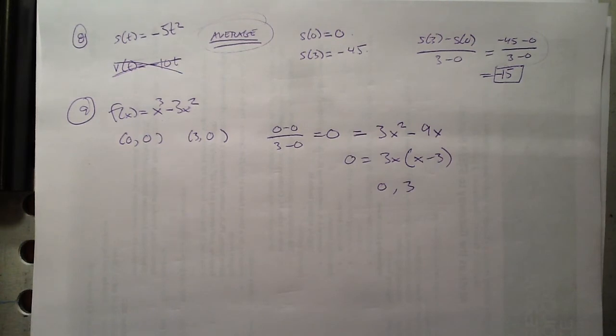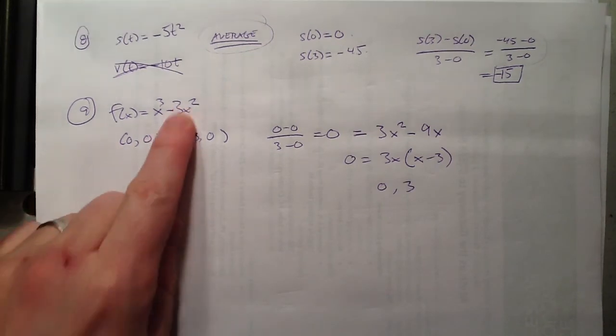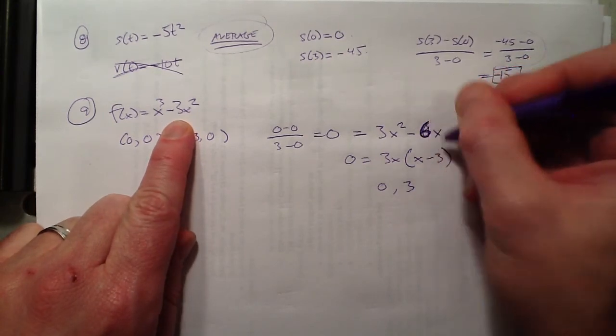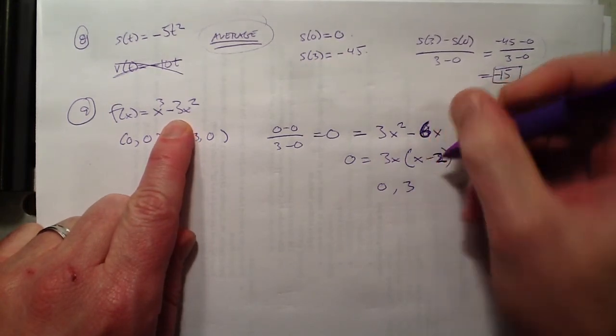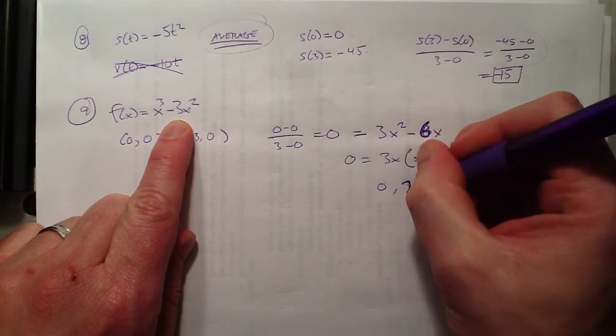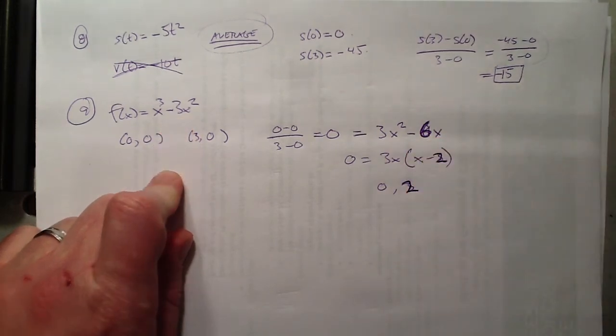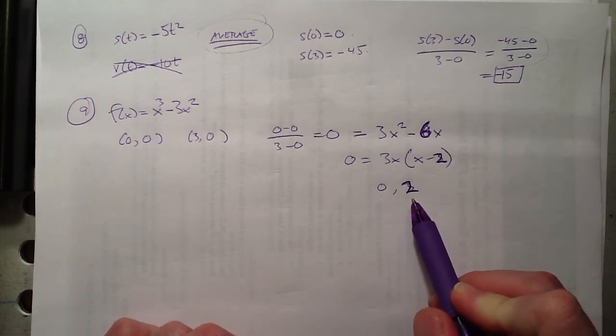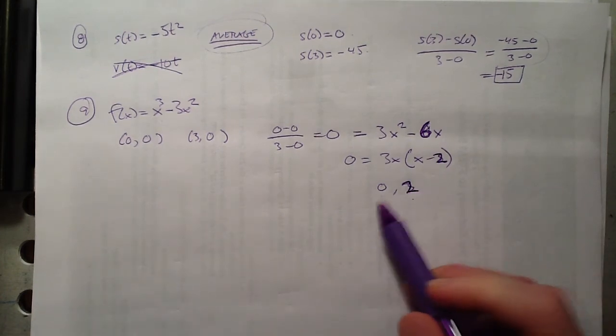No, I did something wrong. Hold on. 3 times 2. Ha ha ha. That's not 9. That's 6. Sorry. 0 and 2. Now that seems like 2 answers, although if you look at the answer choices, 0 and 2 is not a choice.